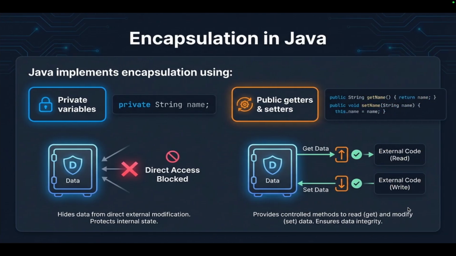Encapsulation in Java. In Java, we achieve encapsulation mainly using two concepts: private variables and public getter and setter methods. We declare all variables as private and provide public methods to access or modify them. This ensures controlled access to the data.